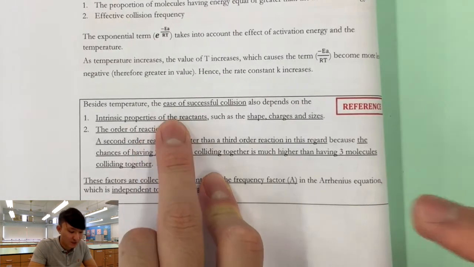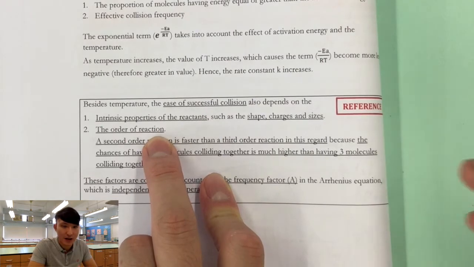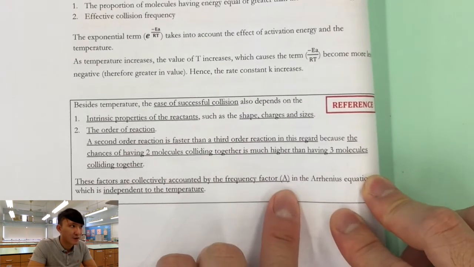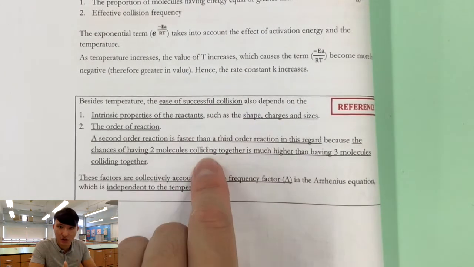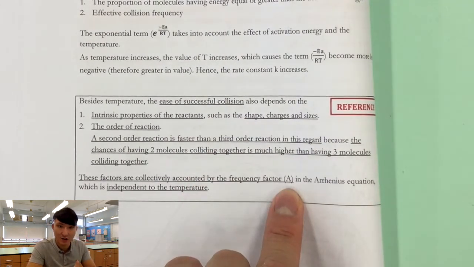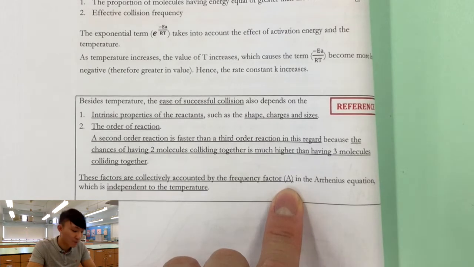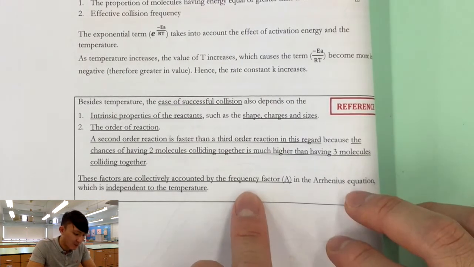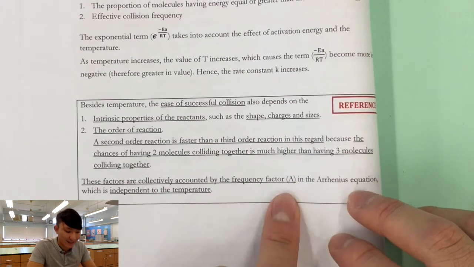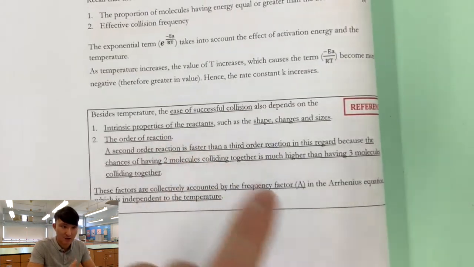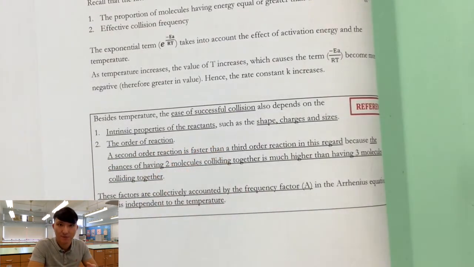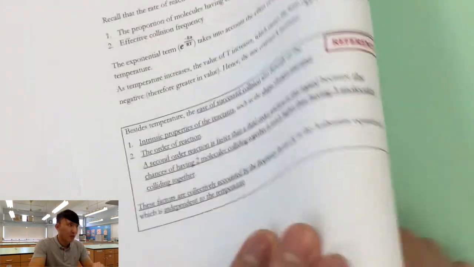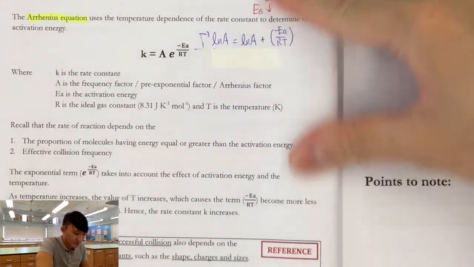And all of these intrinsic properties, orders of reactions, are actually very difficult to calculate. And therefore, this term, Arrhenius factor or frequency factor, will be accounting for all these factors, okay? Of course, there will be separate calculation, but that would be too difficult for DSE level, okay? And these factors are independent of temperature, because like I said, it is all intrinsic property. The size, the charge, the shape of the reactant will not be affected by the temperature. Okay? So this is how it works.